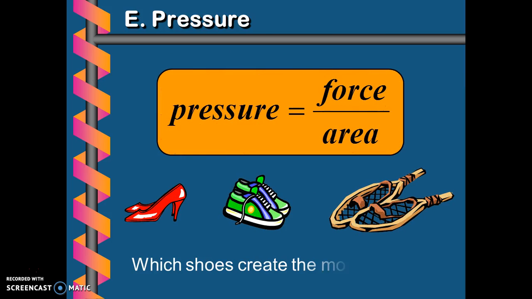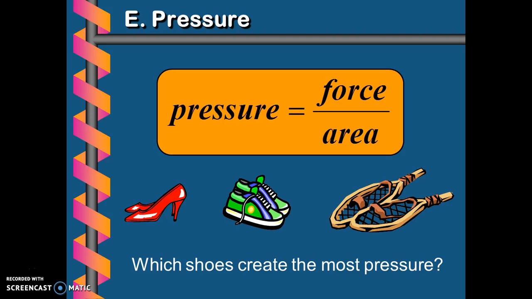So the definition of pressure is force over area. How much force is being applied to a certain area? And we're going to put units to this force and this area in a few minutes here. But if you look at the examples given in the slide, you have different types of shoes. You have snowshoes, you have high heels, and tennis shoes. And it's asking us which shoes create the most pressure.